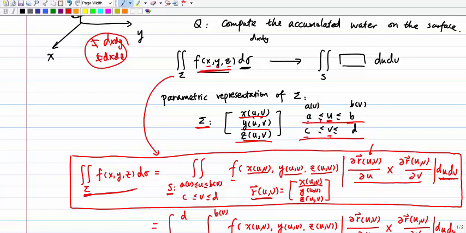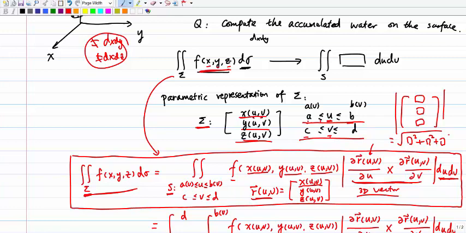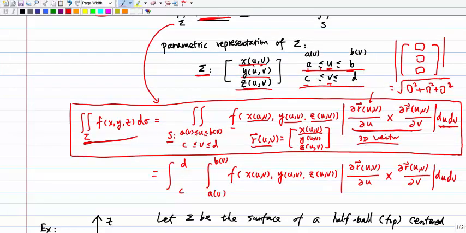Then next step, we compute the norm. Because this is a vector, a 3D vector, you have something here, something here, something here. This is what you computed, the cross product. The norm is just the square root of the first squared plus second squared plus third squared. That's your norm, so this also gives you a function of u and v. Then you integrate that over u and v.